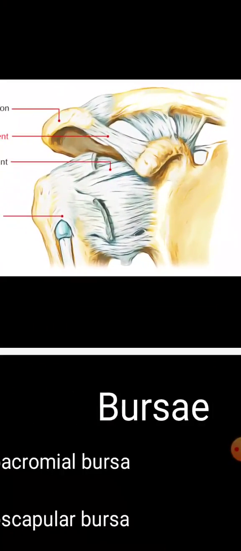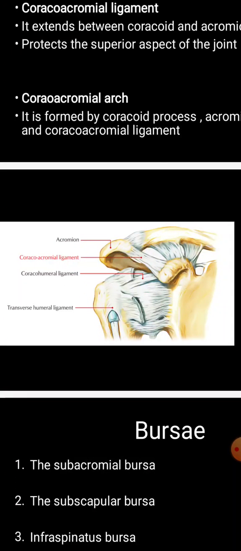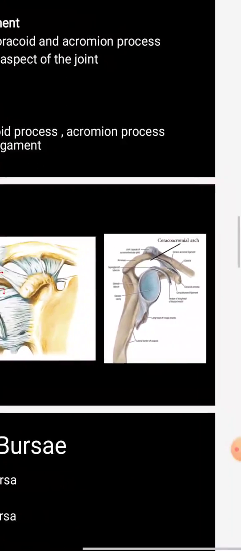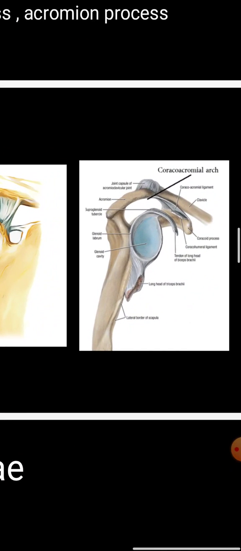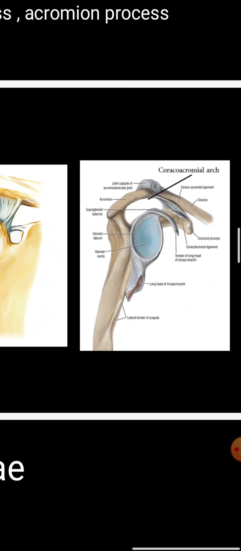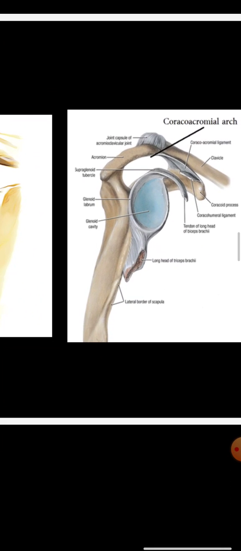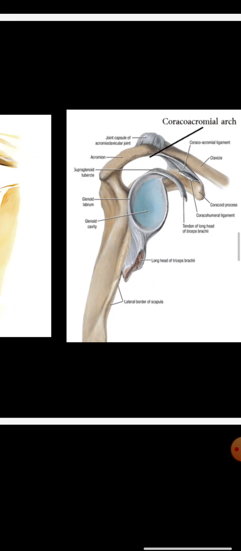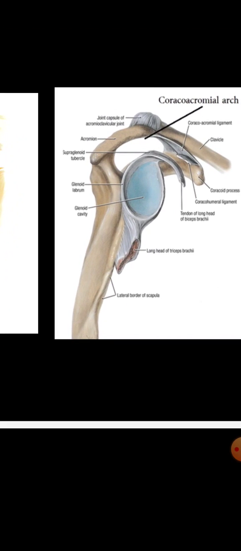In this diagram, you can easily see the coracoacromial ligament, which extends from the coracoid process to the acromion process. Now in this diagram on this side, if I focus it, you can see there is an arch which is forming between the acromion process and the coracoid process of the scapula, and this arch is called the coracoacromial arch. So the coracoacromial arch is formed by the coracoid process, the acromion process, and the coracoacromial ligament.